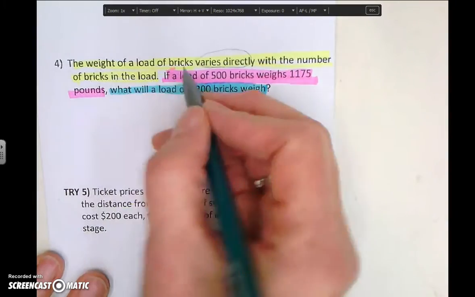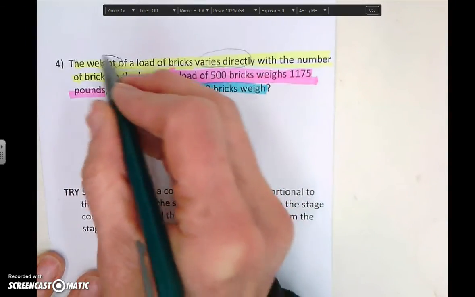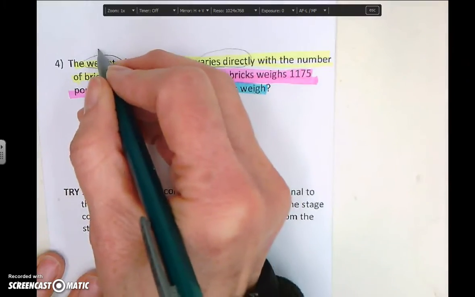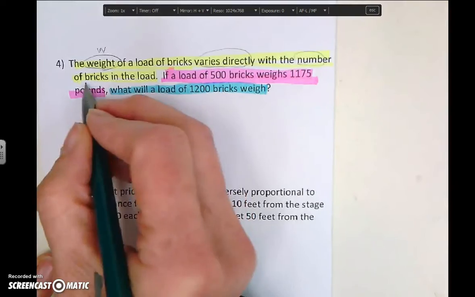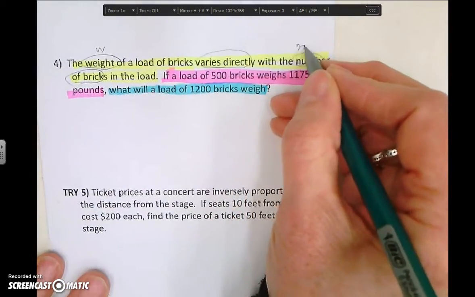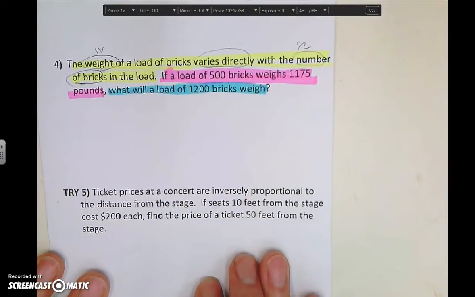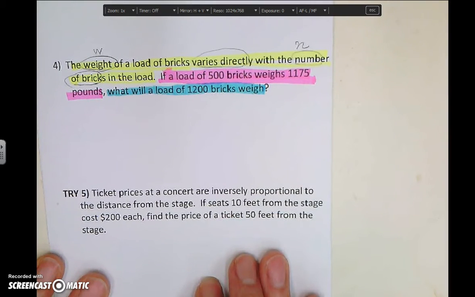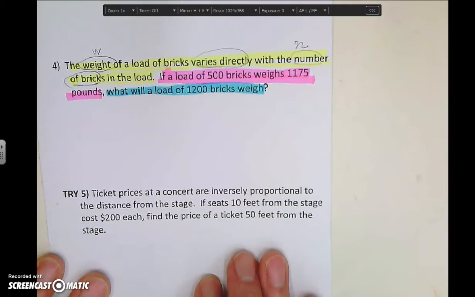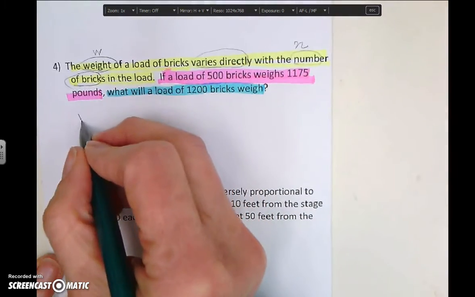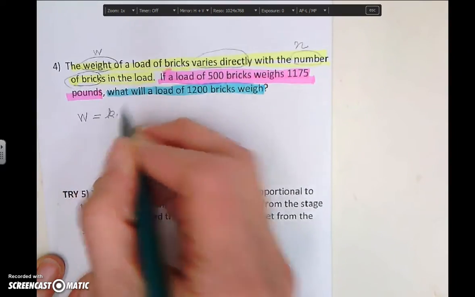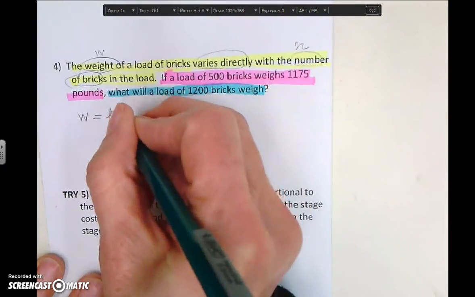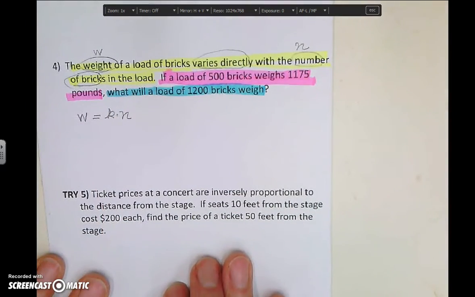But we're going to use some of the words here. So we're going to do the weight, which might be a W for weight, varies directly with the number of bricks. So we might use an N. It's helpful if you use letters instead of x and y, letters that match what your noun is. So this is going to be that the weight varies directly. So since it's directly, it's k times the number of bricks. So I'm going to put an N right there.